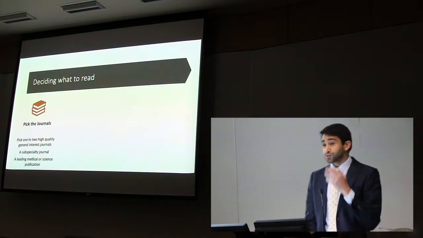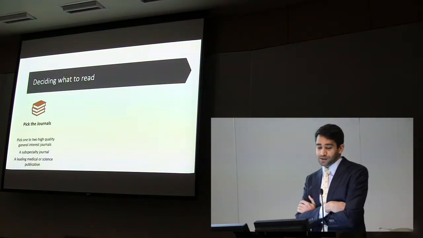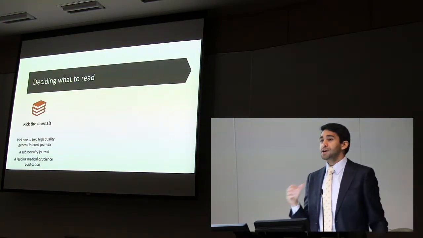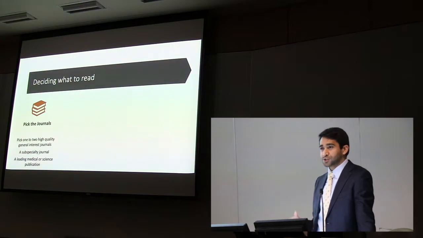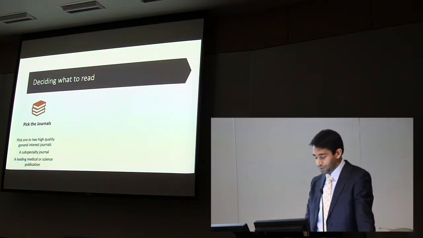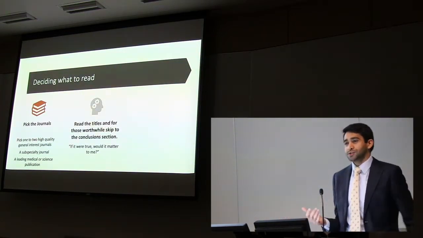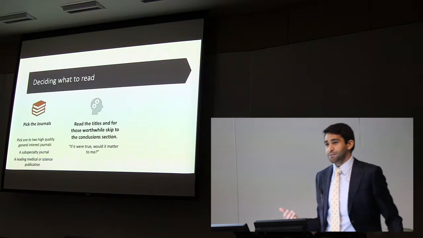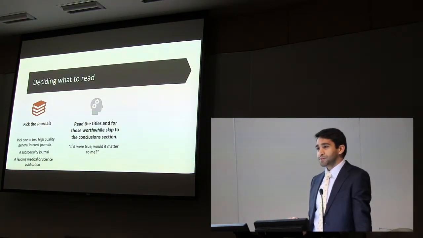So deciding what to read, my method and what Seth Leopold talks about in his CORR editorials is basically picking 2 high-quality general orthopedic journals, 1 subspecialty orthopedic journal of interest, and then just a high-quality medicine or science journal. If you just pick 4 journals, you will already have more articles than you could possibly read in a month. So then the question becomes, if I read this conclusion, would it matter to me?